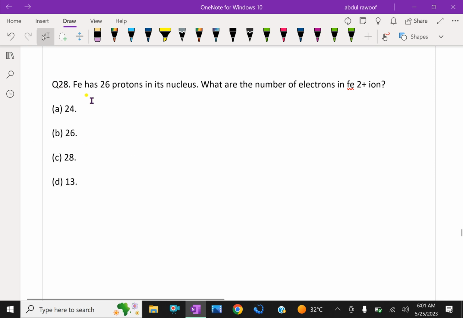It's repeating. Fe has 26 protons in its nucleus. What is the number of electrons in Fe2+ ion? Fe has 26 electrons, it loses 2 electrons, it becomes a positive ion, 2 plus, so 24.